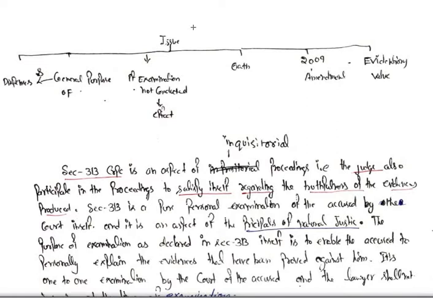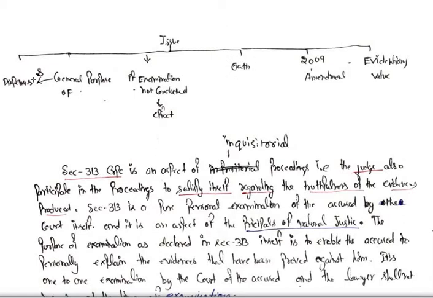अब सबसे पहले आप 313 के issues समझिए. What are the issues? The first issue is the general purpose of section 313. Then the second issue is: if the examination under 313 1A and 1B is not conducted, then what is the effect? The effect is that it is an irregularity, but a curable irregularity. Then the other issue is why we do not administer it on oath.